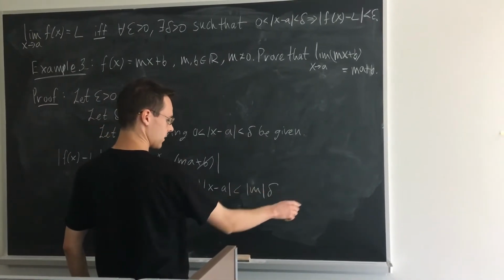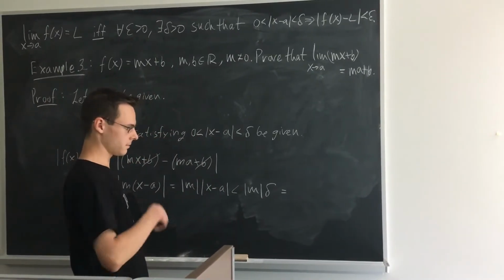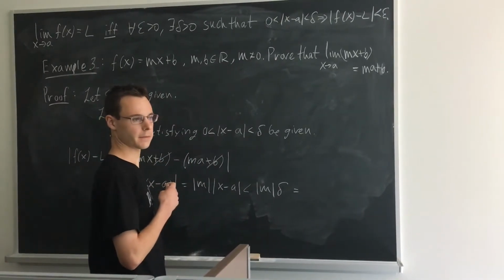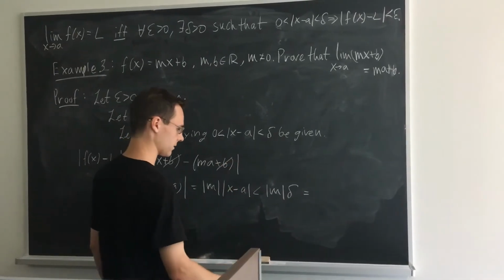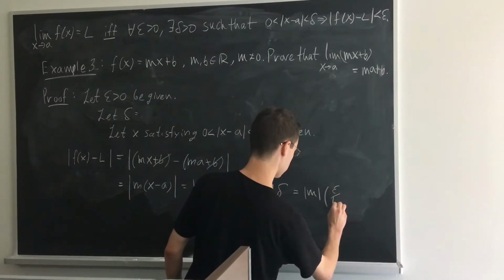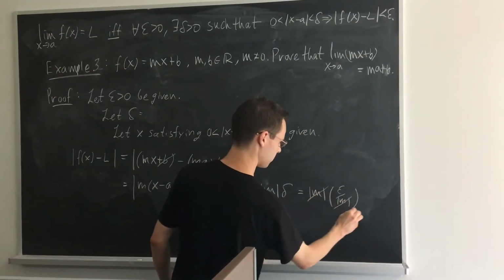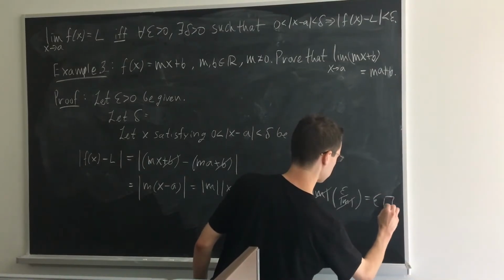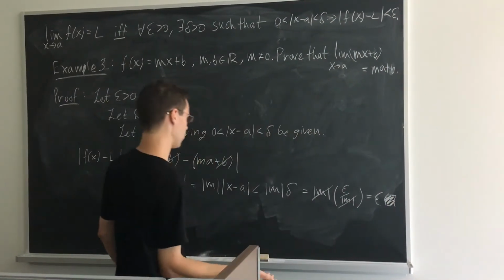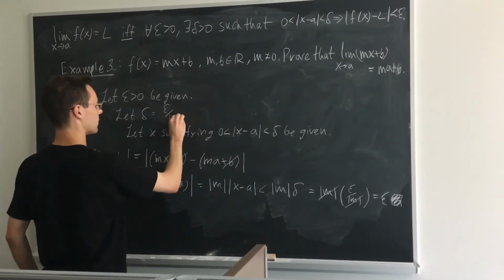In order to make that equal to epsilon, what do we need to choose delta to be? Epsilon over the absolute value of m. Then the absolute values of m will cancel out, and we'll be left with what we want. Epsilon over m. And the m's cancel out, and you get epsilon at the end. And that's the end of the proof. So delta is epsilon over the absolute value of m.